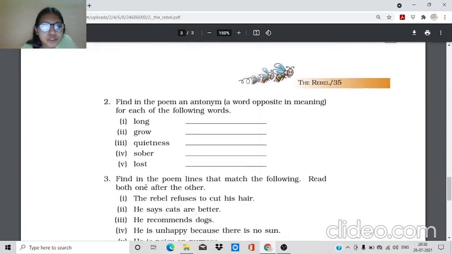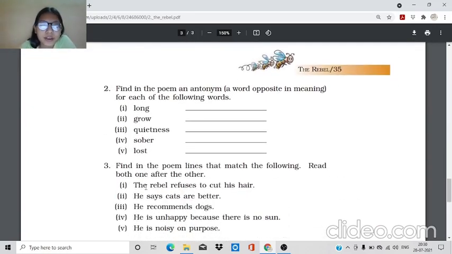Let's move on. If there are any questions, ask. Let's find in the poem an antonym. Antonym means a word opposite in meaning. Okay, it means an opposite word. So what is the opposite word for the word long? It is short. The word grow: die, or even growing is equal to dying definitely. Quietness, disturbance, obviously. Sober, fantastic, and lost is find.